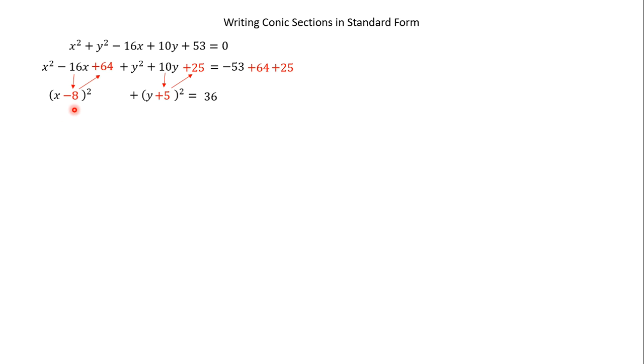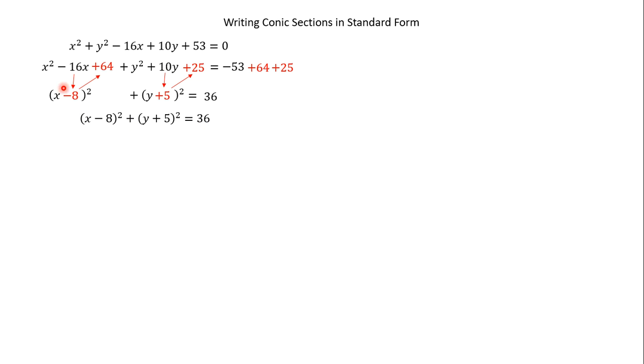So we have x minus 8 squared plus y plus 5 squared equals 36. We can write it without the big gap in the middle now. And that's the equation for our circle. X minus 8 squared plus y plus 5 squared equals r squared. Our center is at 8, negative 5, and the radius equals 6.